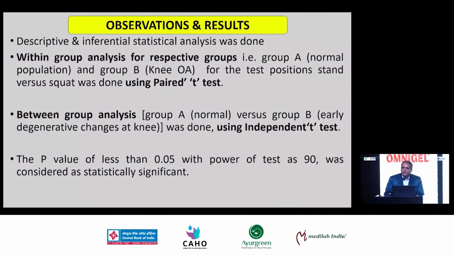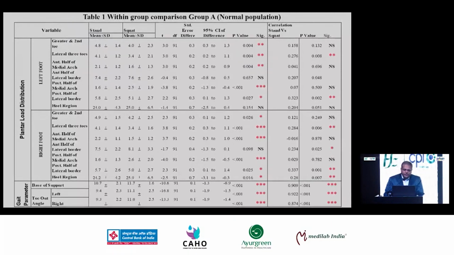Both descriptive and inferential statistical analysis were done. For within-group analysis, the transition from stand to squat was analyzed in the normal population and also in the early degenerative changes group using the paired t test. For between-group analysis, normal versus degenerative changes at the knee, the independent t test was used at a 95% confidence interval with a power of 90, and p less than 0.05 was considered significant.